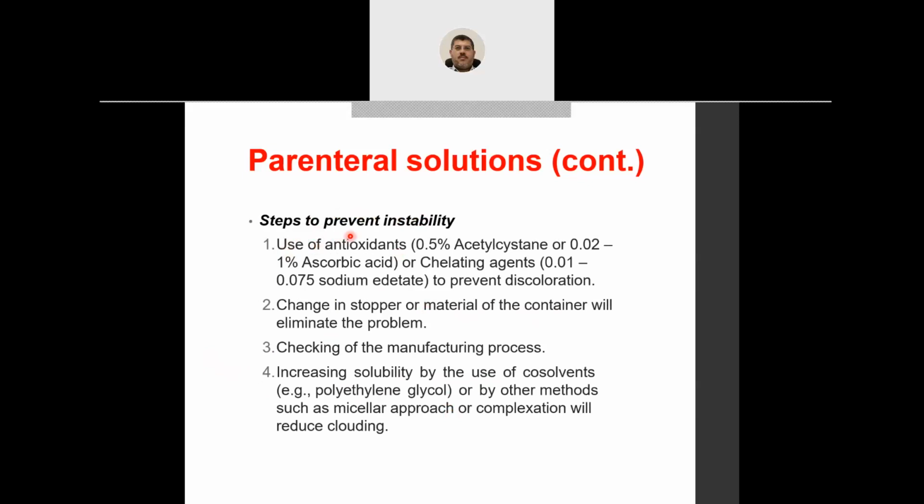Prevention of instability is by the use of antioxidants that prevent oxidation reactions that may cause formation of products that change the appearance, or oxidation of the active ingredient itself that results in loss of potency. There are many antioxidants that can be used, like acetylcysteine, ascorbic acid, and vitamin E. There are many types of antioxidants. Some of them are water soluble, some are fat soluble. Water soluble ones will be used for aqueous solutions, and fat soluble ones will be used for oily solutions, or solutions in oil.